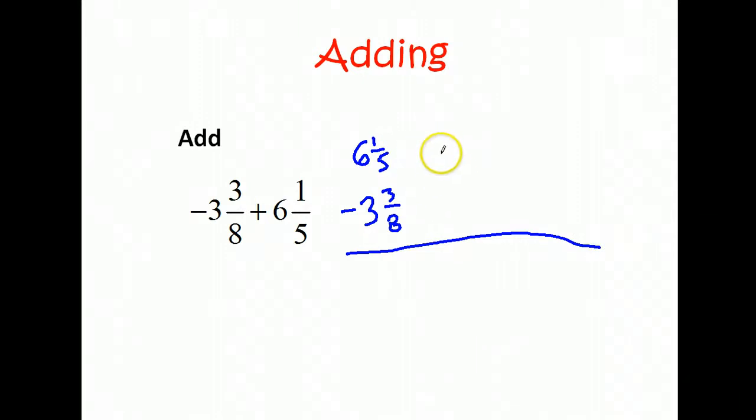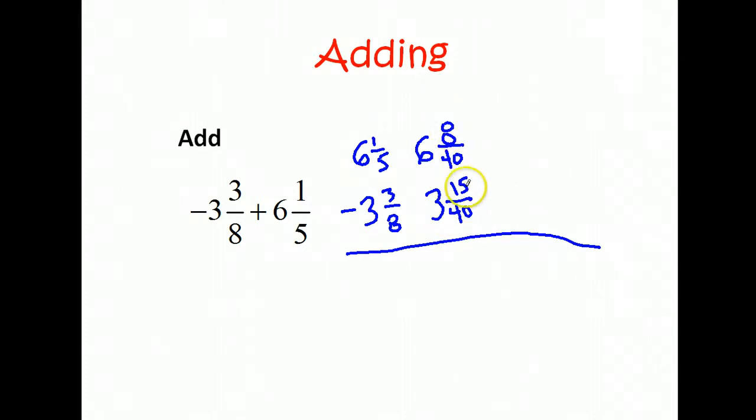Common denominator, once again, trying to keep this simple for us all. 40. 8 times 5 is 40. 3 times 5 is 15. 15/40 is equivalent to 3/8. Don't forget the 3, the whole number part. 5 times 8 is 40. 1 times 8 is 8. 8/40 is equivalent to 1/5. Don't forget the whole number. Alright, now, 8/40 minus 15/40.